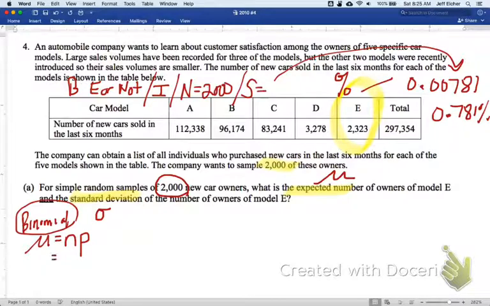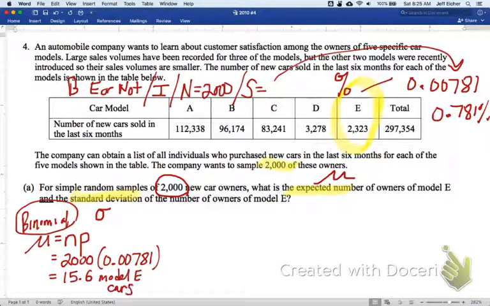So our mean would be, if there are 2,000 cars and in the population the proportion is 0.00781, we would expect not very many, only 15.6, and it's okay to leave the decimal there. You probably should leave the decimal there. So we're expecting 15.6 Model E cars.